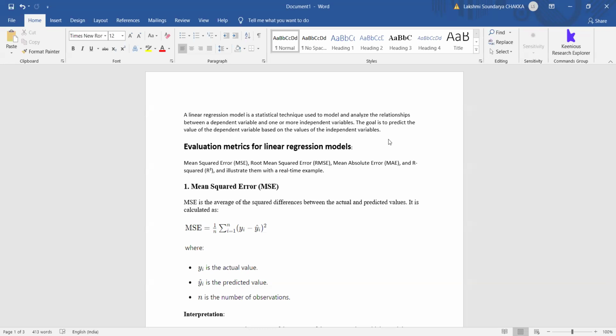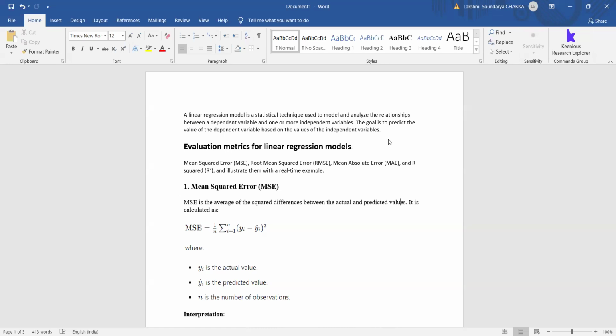Today I'm going to explain the linear regression model, which is a statistical technique we use to model and analyze the relationships between a dependent variable and one or more independent variables. Here, our goal is to predict the dependent variable value based upon the values of the independent variables. We have many evaluation metrics for linear regression models.